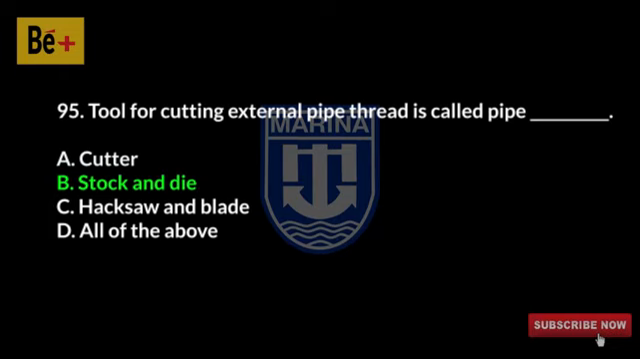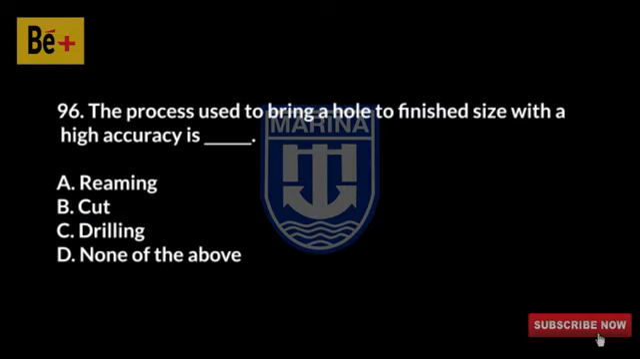The process used to bring a hole to finished size with a high accuracy is A. Reaming. B. Cut. C. Drilling. D. None of the above. The answer is A. Reaming.